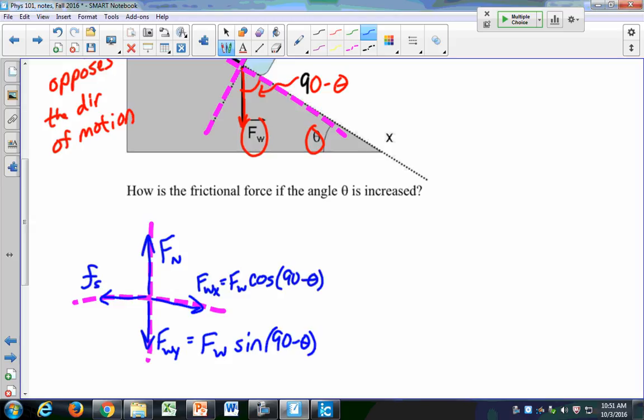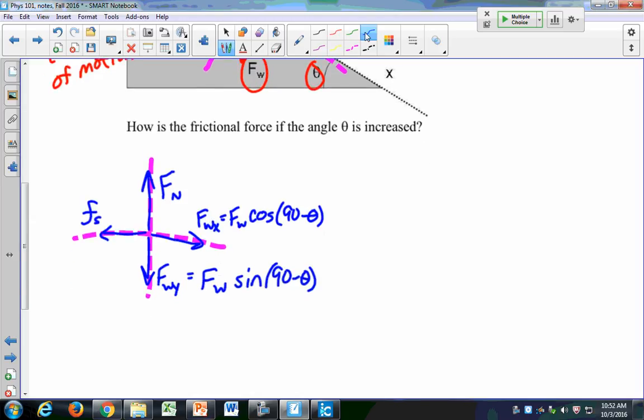All right? So what is going to happen if I increase this angle theta? What is going to happen to my static frictional force if I increase the angle theta? Well, there are a couple of things at play here, because one of them is going to make the static frictional force increase, and one of them is going to make it decrease. It's kind of a nuanced thing, but we'll look at both of them. On one hand, the static frictional force will increase.